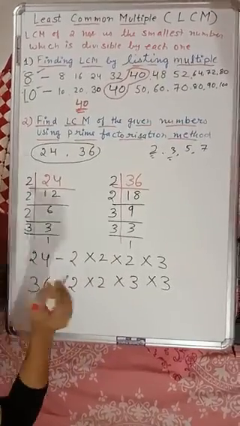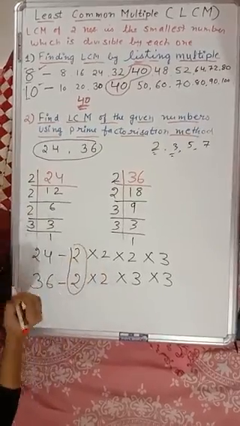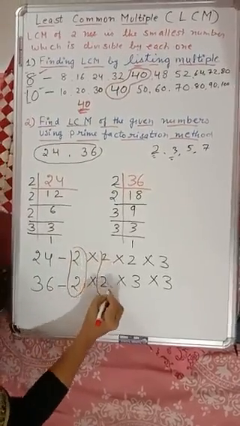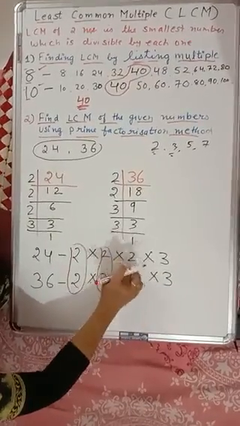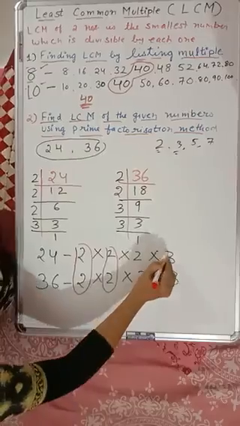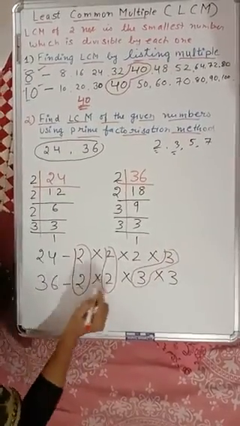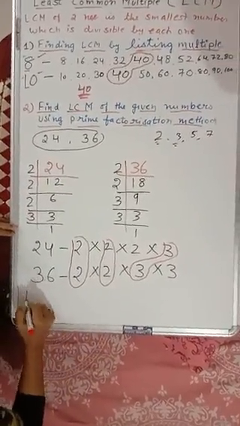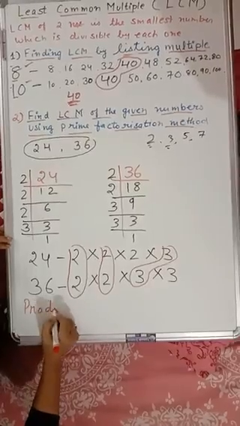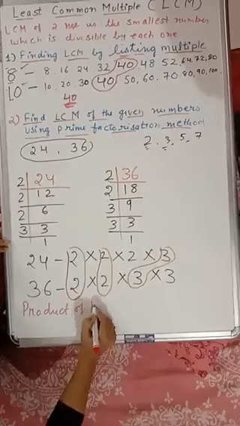Now what you have to do is make pairs. This is one pair and this is the second pair. Now we don't have any other 2, so that 2 cannot be paired. But this 3 we can pair with this one. Now you can see we have 3 pairs and 2 numbers are alone. So what will we do now? Now we have to find the product of the prime factors.